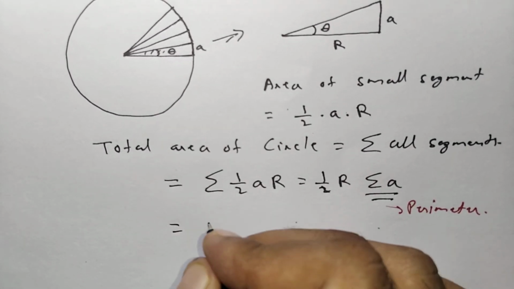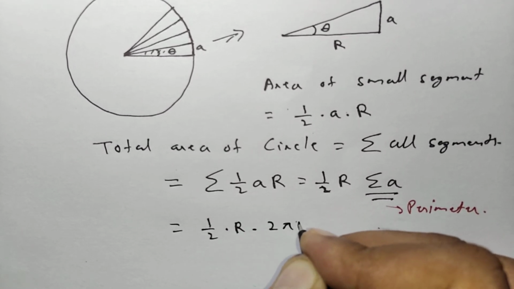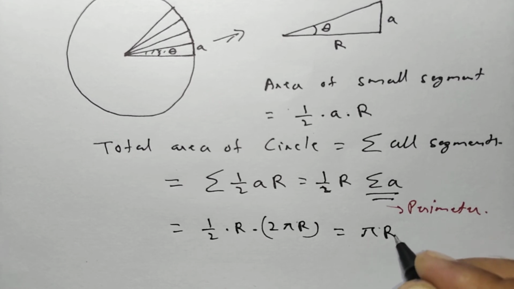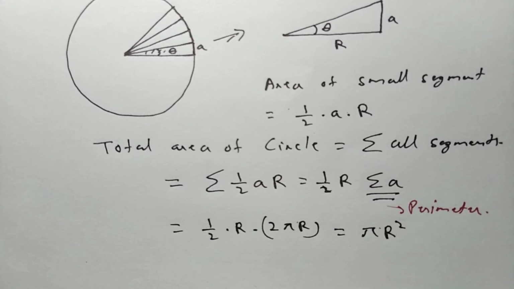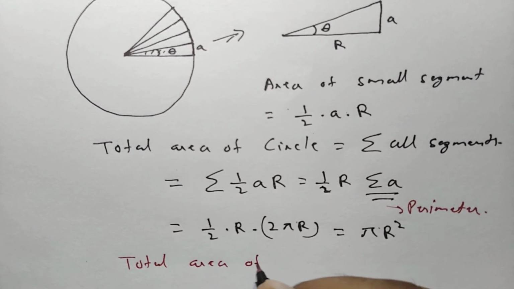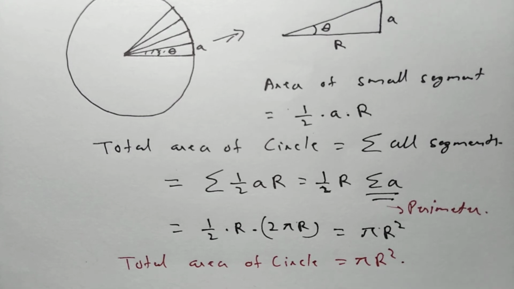So our total area will be 1 by 2 into r into 2 pi r. So 2 will be cancelled out. We get this as pi r square. Thus our total area of circle is equal to pi r square. This is very basic proof that we have area equal to pi r square.